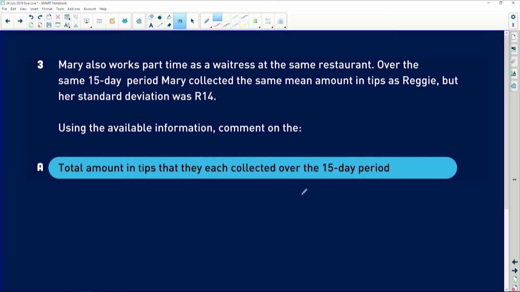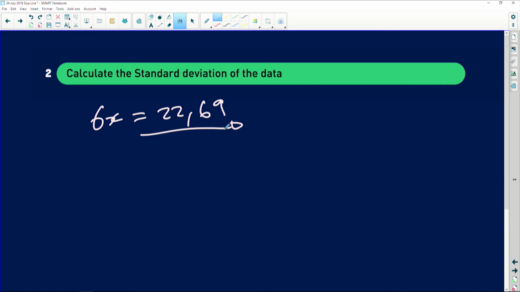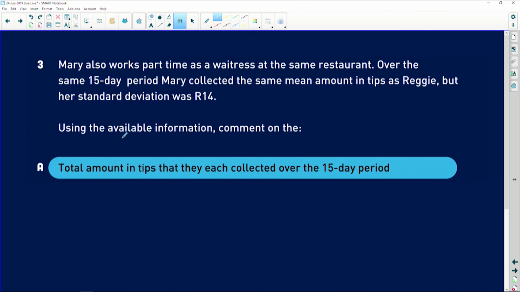The third question is, Mary also works part-time as a waitress at the same restaurant. Over the same 15-day period, Mary collected the same mean amount in tips as Reggie, but her standard deviation was 14 rand. Remember the standard deviation we had previously was 22 rand and 69 cents. However, now it's 14. It says use the available information to comment on the total amount in tips that they each collected over the 15-day period.